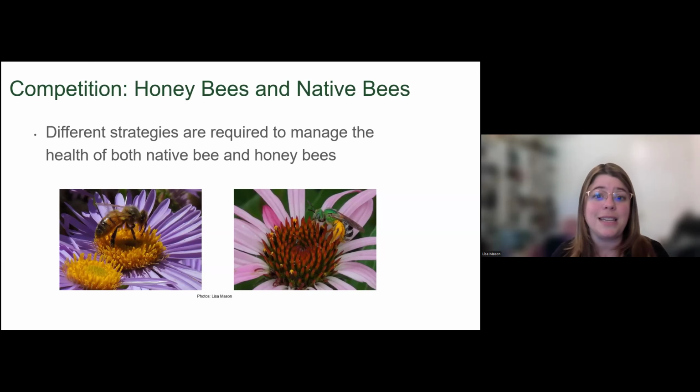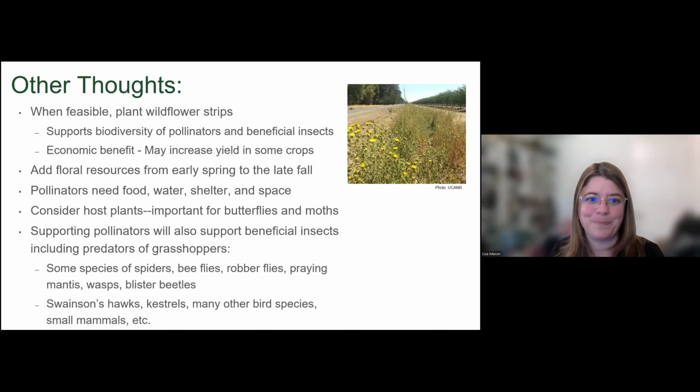So whether it's hive density or the amount of floral resources in an area, we may start to see more competition between honeybees and native bees. Honeybees would generally outcompete wild bees, but honeybee populations are also struggling. So it's not good for anybody. But we do just have to be mindful of that and aware of different strategies to manage both.